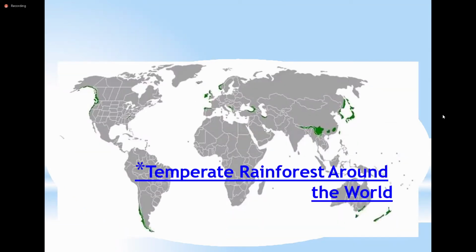And these temperate rainforests are found around the world. They are not in the same belt. You can see they are in the western part of the North American continent. Very few are found in the eastern part. Then again, the western coast of the South American continent. Some of them are also found in China and Japan.